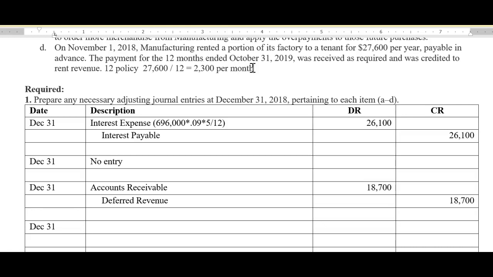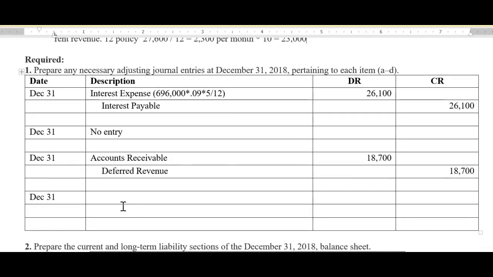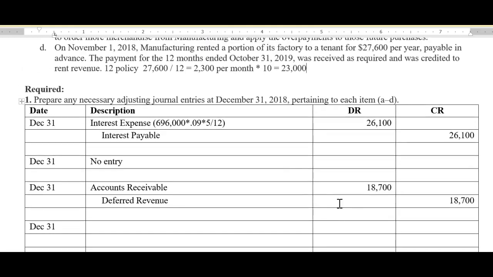Now, in that, how much have we earned versus how much have we not earned? Well, you can go either direction, but the easiest way is to say we've earned 2 of the 12 months. So if we multiply $2,300 by the 10 months still remaining, that equals $23,000. In other words, in rent revenue, we have $23,000 too much recognized because it hasn't been earned this period. So we do need to do an adjusting entry to remove that $23,000 out of rent revenue.